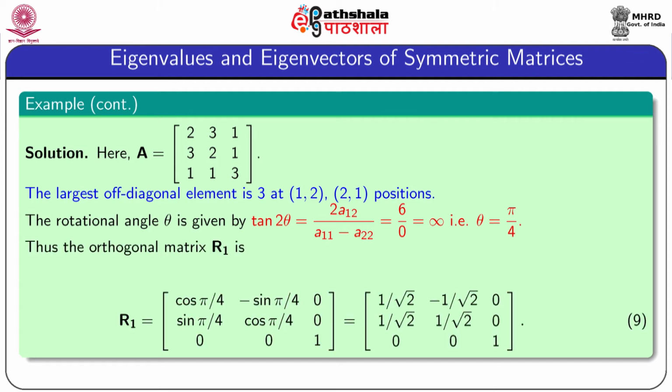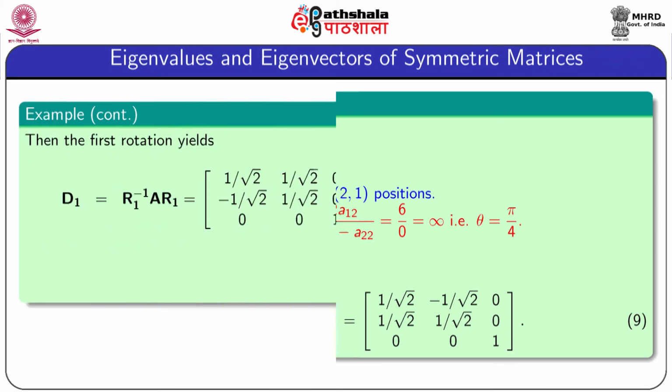Thus, the first orthogonal transformation matrix R1 is given by equation 9. R1 equals: the first row is cos pi by 4, minus sin pi by 4, 0. Second row is sin pi by 4, cos pi by 4, 0. Third row is 0, 0, 1. And in terms of ordinary real numbers, it becomes 1 by root 2, minus 1 by root 2, 0, 1 by root 2, 1 by root 2, 0, 0, 0, 1. So, R1 is given by equation number 9.